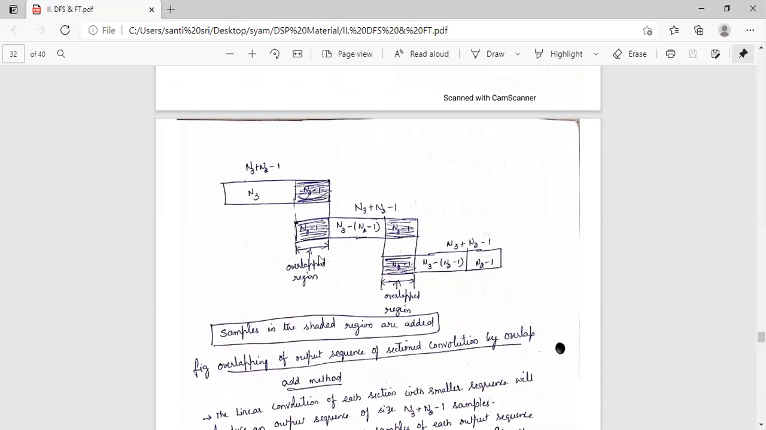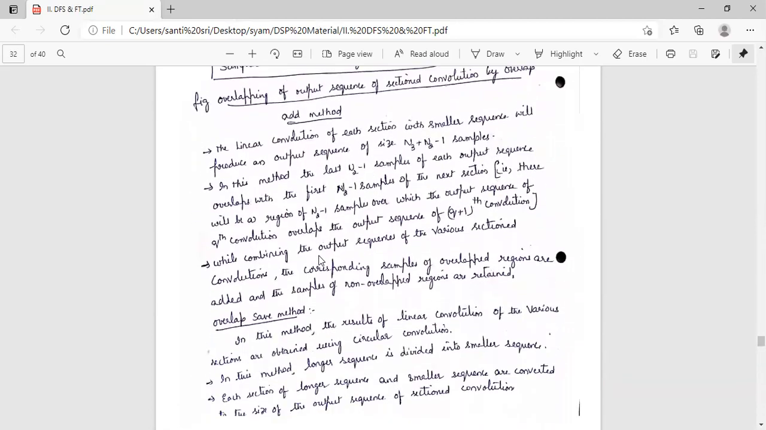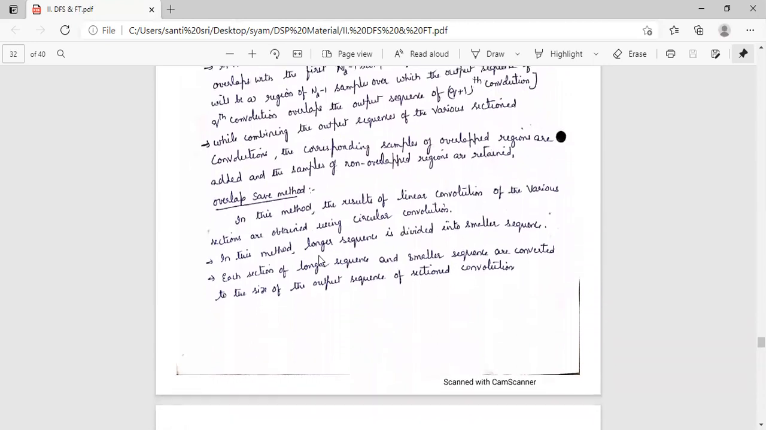Okay, so this is over. This is called the overlap add method. Next, the overlap save method. Coming to the overlap save method.